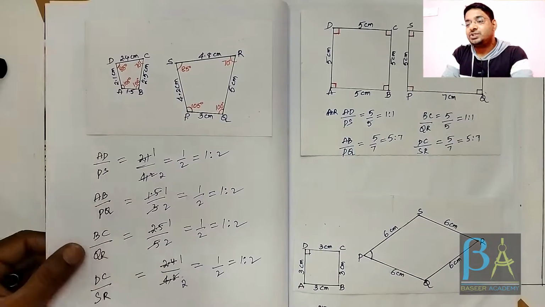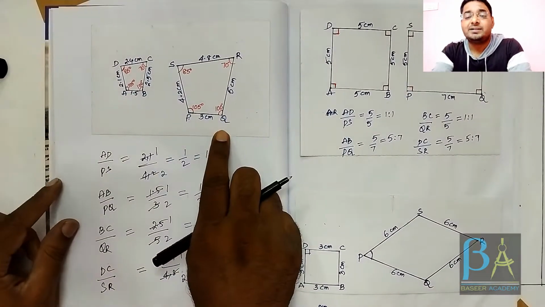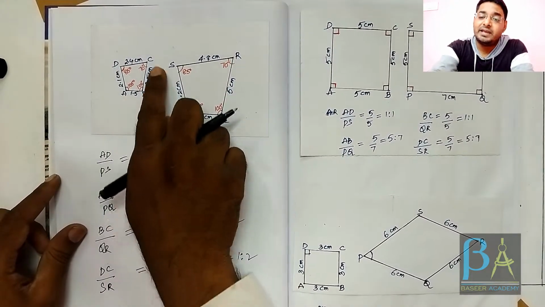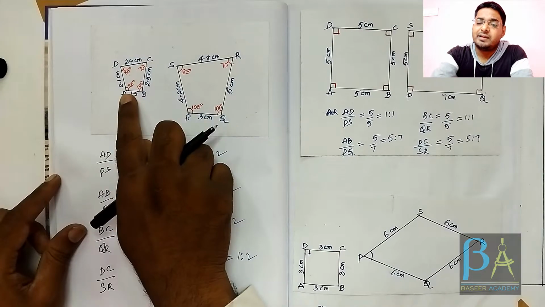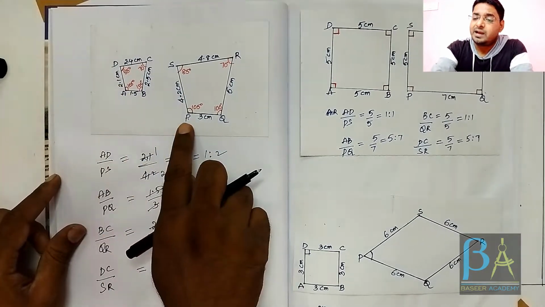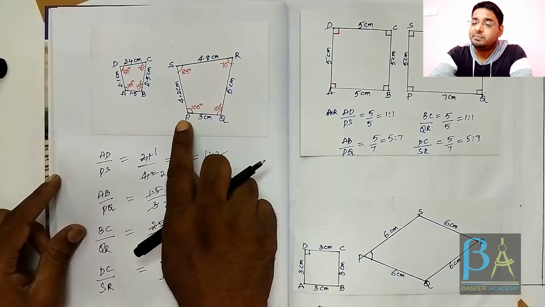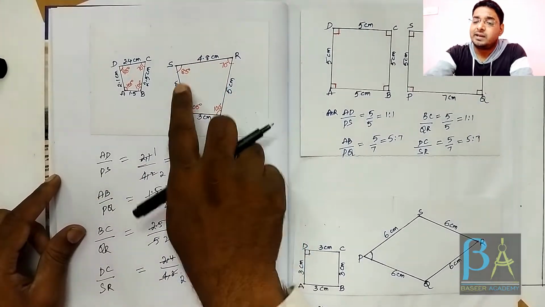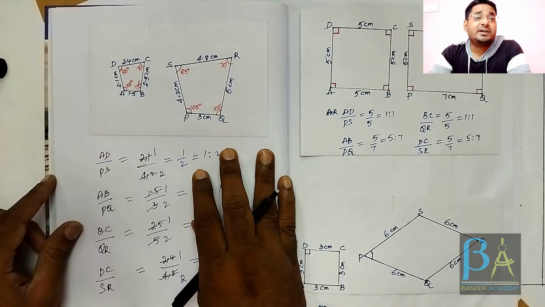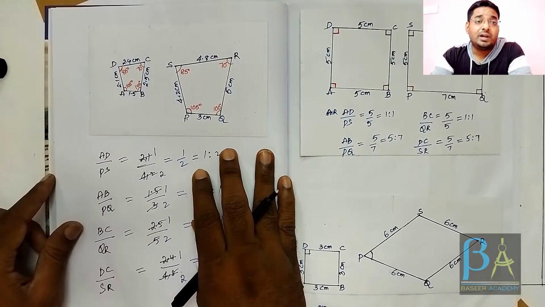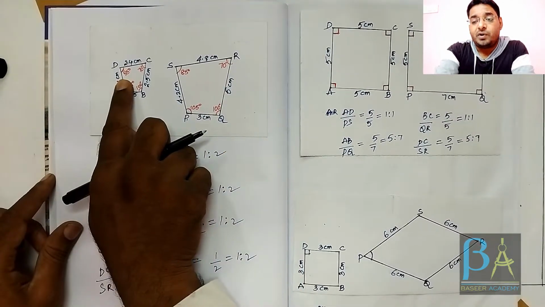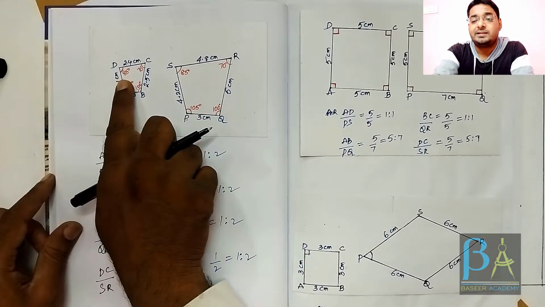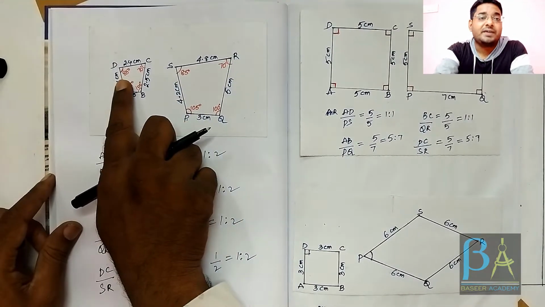Let us now check if these two quadrilaterals are similar or not. I have a quadrilateral ABCD. The angles are given and the sides are given, and then I have another quadrilateral PQRS. The angles are given and the sides are given. Let us check if the corresponding angles are equal. Now you can see here, for angle D, the corresponding angle is angle S. I see that each of them is equal to 85 degrees.